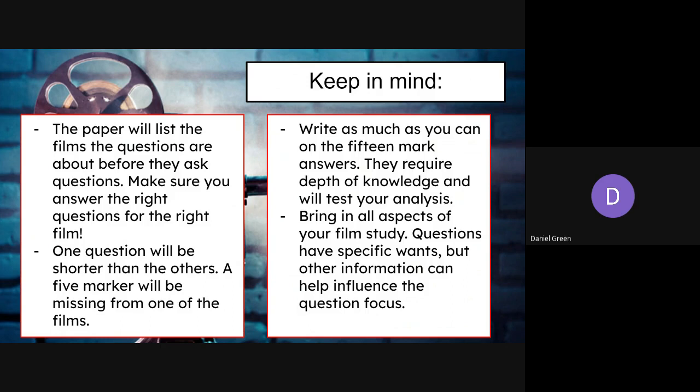And in conjunction with that is bring in all aspects of your film study. Questions will have specific wants. They may want cinematography, they may want mise-en-scene, but other information that you've learned over the course of your GCSE can help influence that question focus. So maybe your question is on mise-en-scene. However, the context for some of that mise-en-scene is pertinent to the question. That means you should include it, okay? So just because it asks you about one specific thing doesn't mean you can't weave other aspects in as long as it links to the focus, all right?